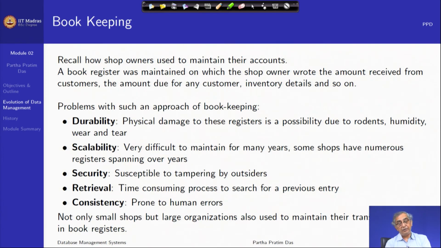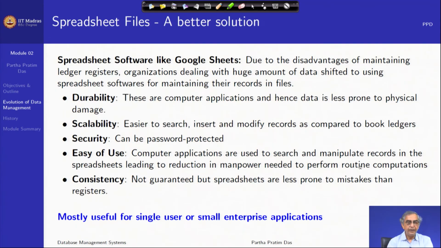Retrieval is obviously time consuming. You have to take out that big stuff from the file cabinet, look it up and so on. Consistency is also an issue. It is quite possible that you have made a payment that has been received, but has not been entered on your part of the ledger. So, there are several problems with these physical bookkeeping systems.